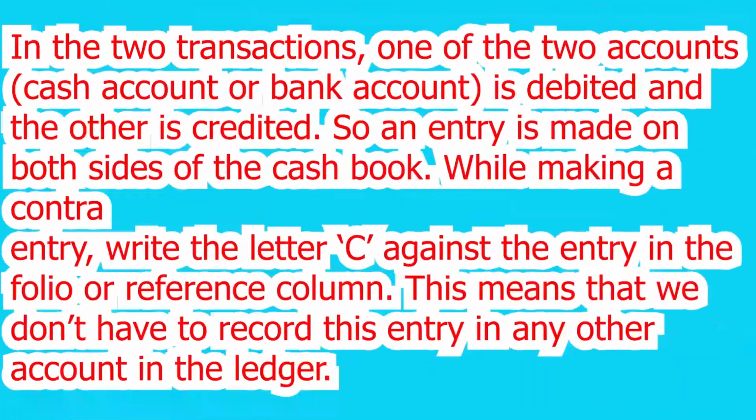So we can say in the transaction, one of the two accounts, cash account and bank account, is debited and the other is credited. So an entry is made on both sides of the cash book. While making a contra entry, write the letter C against the entry in the folio or reference column. This means that we don't have to record this entry in any other account in the ledger.